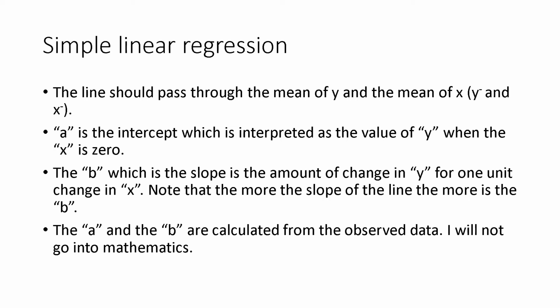The alpha is the intercept, which is interpreted as the value of y when the x is 0. The beta, which is the slope of the line, is the amount of change in y for 1 unit change in x. Note that the more the slope of the line, the more is the beta. The alpha and the beta are calculated from the observed data. I will not go into mathematics as I said earlier.